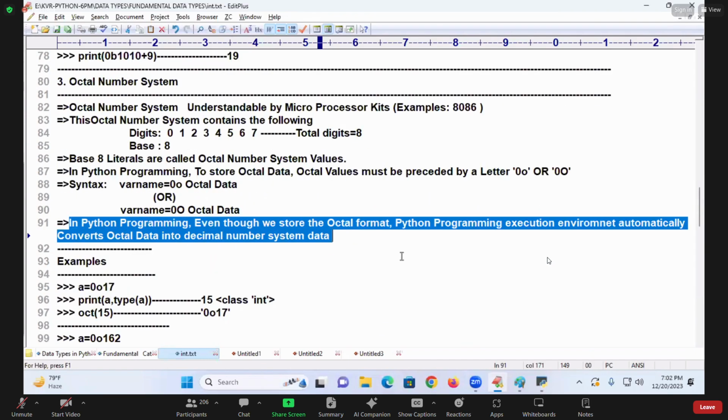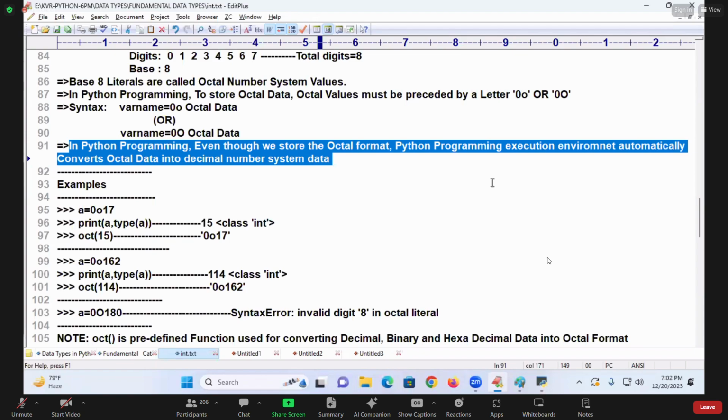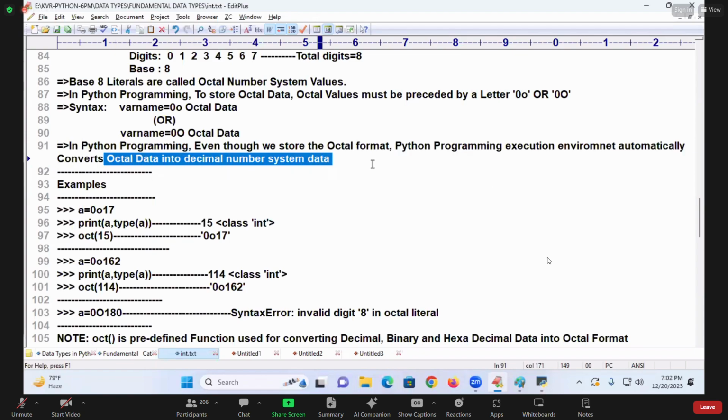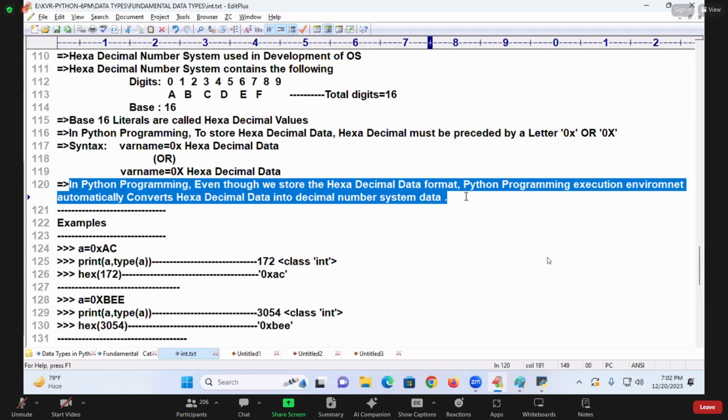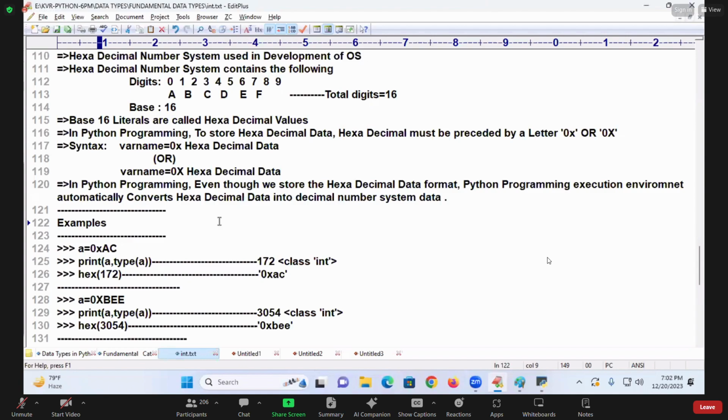Even though we write the data in octal, Python converts the octal data format to decimal. Here also I mentioned it, three or four times I mentioned it. So here I hope it is already done. Shiva, I hope you understood. Are you able to follow?